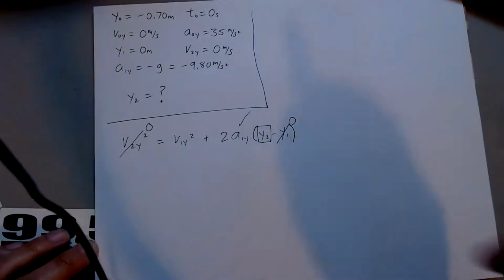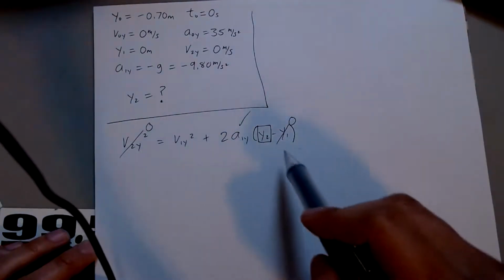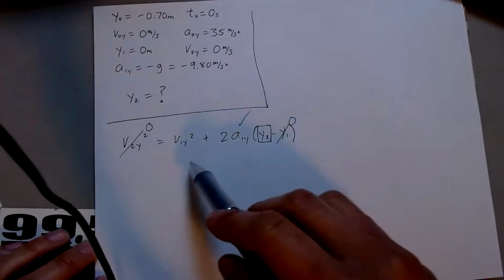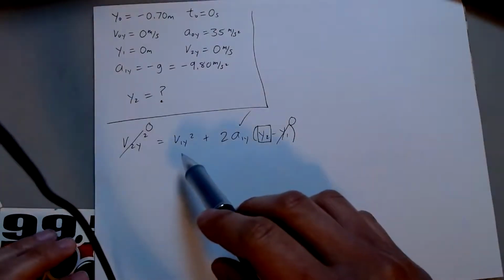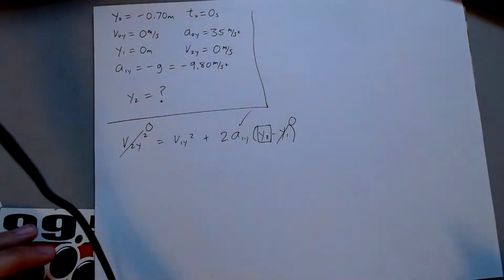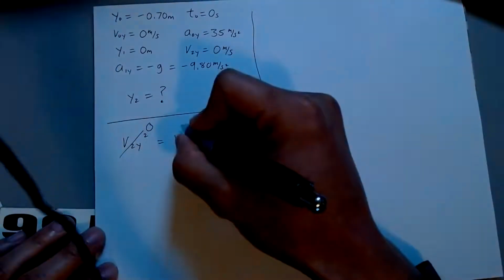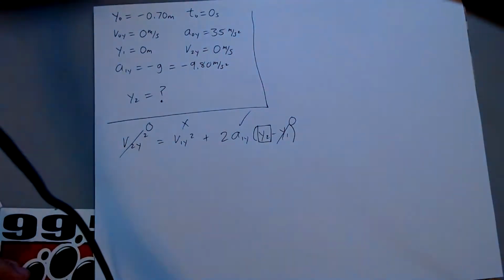We need to find Y2. We already know what these zeros are. And I don't think we know v1y. That's the velocity of him right when he left the ground. So that's the problem. We don't have this. In an equation, we need to have every other parameter except the one that we're trying to find. Otherwise, we can't use that equation.